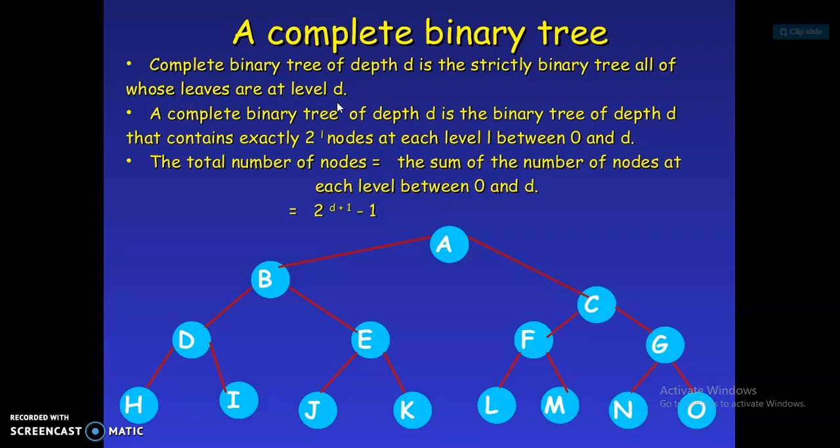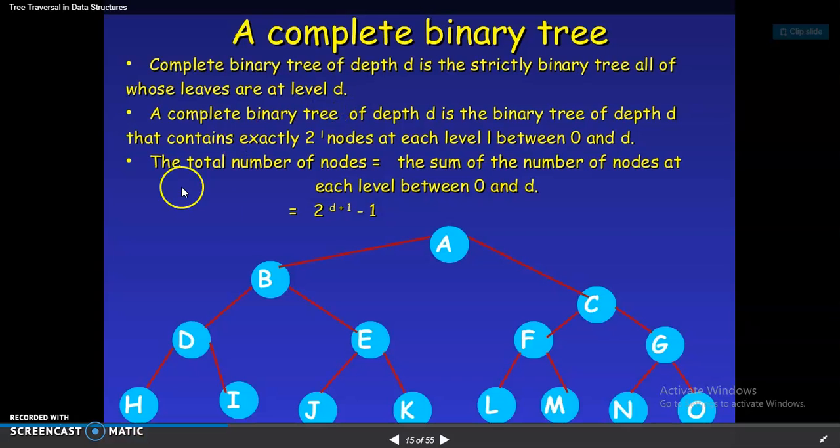Okay, we can also simply say a complete binary tree is a tree which has all leaves on the same level. All the leaf nodes of the tree are on the same level. Then only we can call the tree a complete binary tree. And it must also be a strictly binary tree, so each and every node should have both a left subtree and a right subtree. Okay, and the formula for this is 2 power d plus 1 minus 1. Using this, we can check whether the tree is a complete binary tree or not.